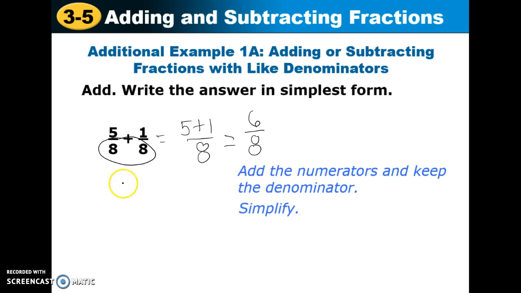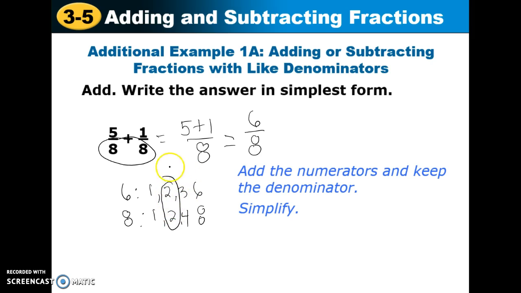Well, how do you simplify? You take 6, you take 8, and you find the factors. 1 times 6 equals 6. 2 times 3 equals 6. So those are the factors of 6. Take the factors of 8. 1 times 8. 2 times 4. Those are the factors of 8. Then we find the greatest common factor, which is 2.